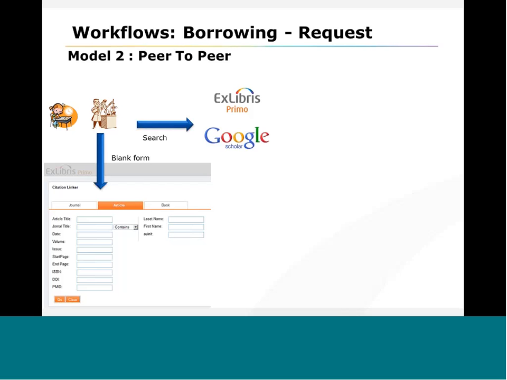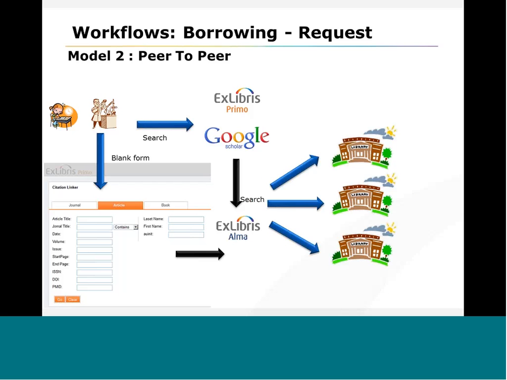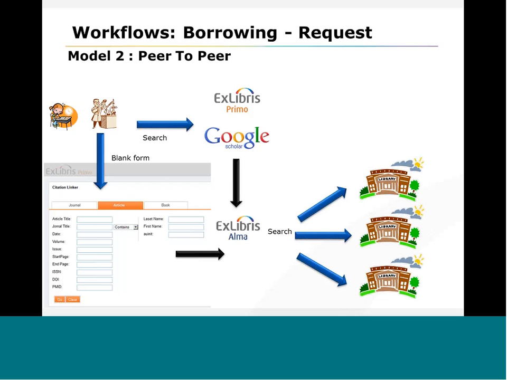In either case, regardless of whether the metadata has been retrieved from a Primo search or from a Google search, or the metadata has been typed into a form, a citation linking form, in either case, that metadata is going to be sent to Alma, which will create a resource sharing request in Alma that Alma will use to search the different partners to find out who may supply this.